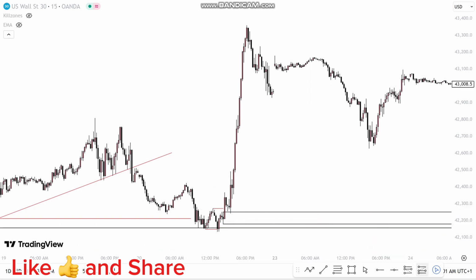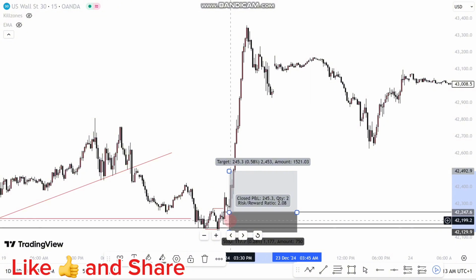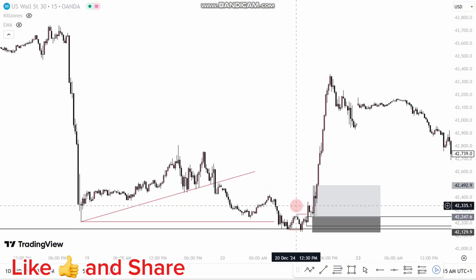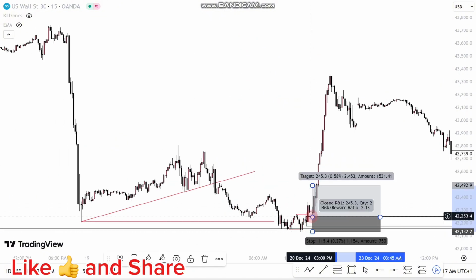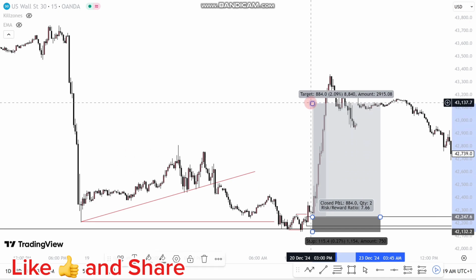So price just came, tapped into it nicely, and stop loss was just below this low, which you can actually see here. Stop loss was just below this low, and price just flew all the way to the upside.